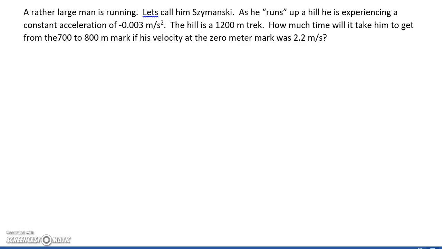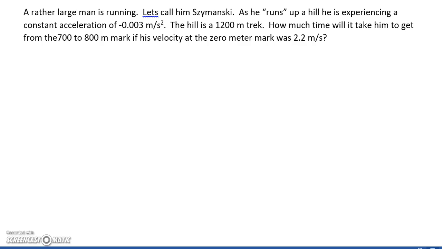He is experiencing a constant acceleration of negative 0.003 meters per second squared. The hill is a 1,200 meter trek. How much time will it take him to get from the 700 to the 800 meter mark if his velocity at the 0 meters mark was 2.2 meters per second?